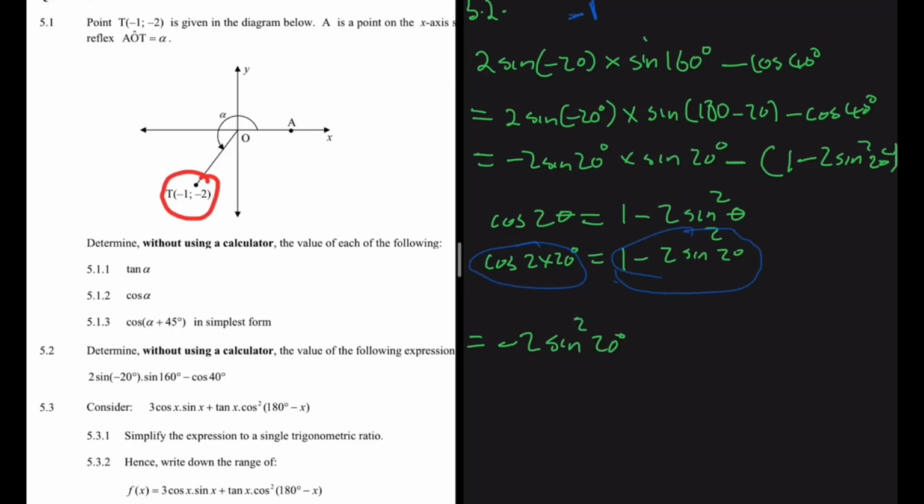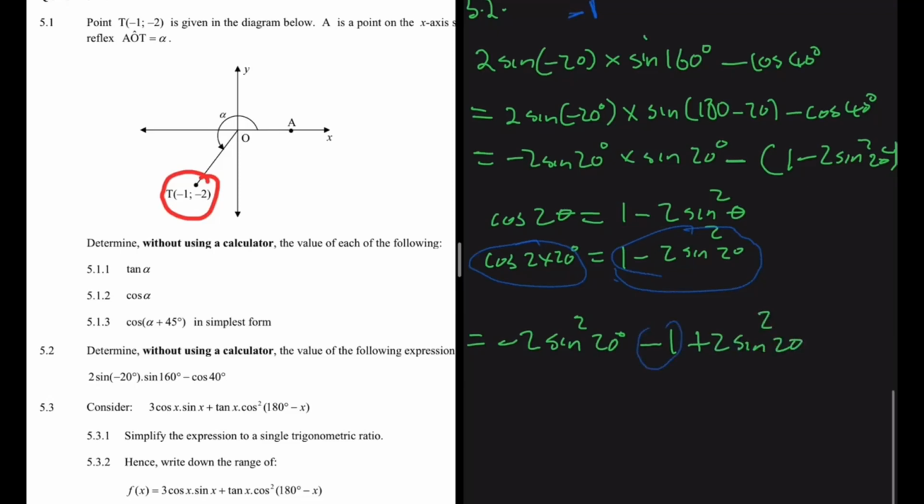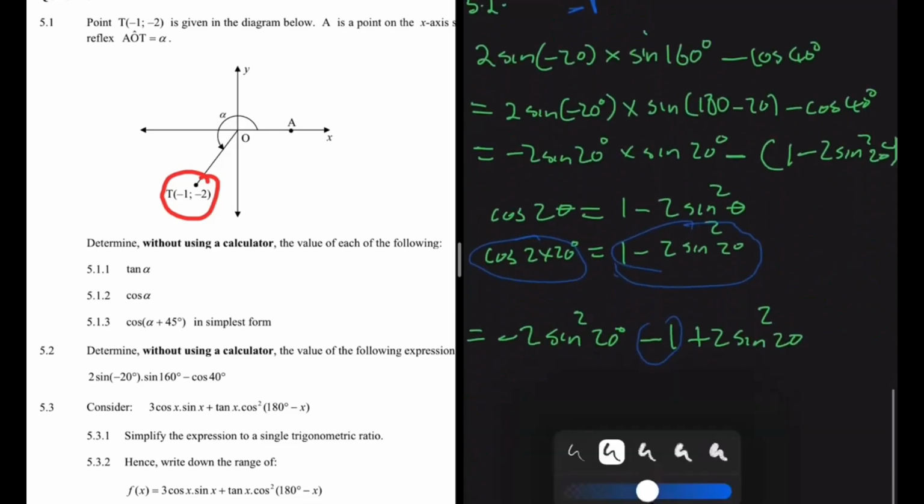Minus, so let's solve that bracket. So we have minus multiplied by 1, that will be minus 1. And then minus multiplied by minus, that will be plus 2 sine of 20 degrees squared. So we have a minus 1 here, minus 2 sine of 20 degrees squared here, and plus 2 sine of 20 degrees squared here. So it should be obvious now that our answer will be minus 1. The other 2 will cancel out.